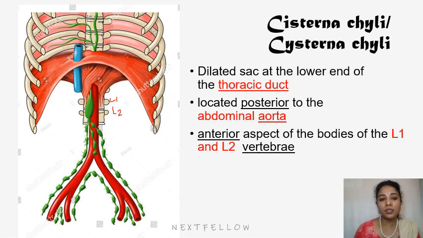So we know the cisterna chyli continues as the thoracic duct at the level of T12, where it passes through the aortic hiatus in the diaphragm to enter the posterior mediastinum.